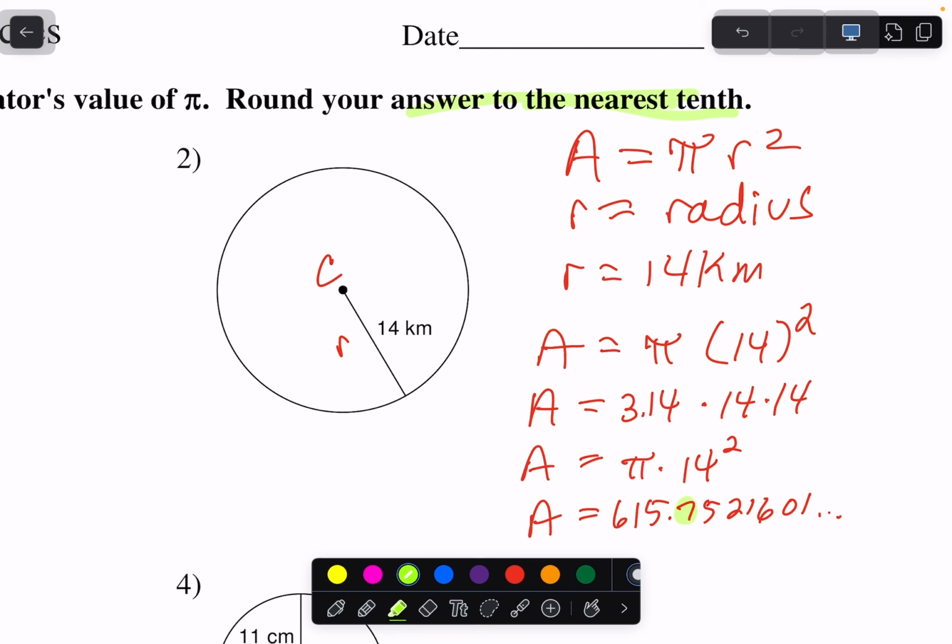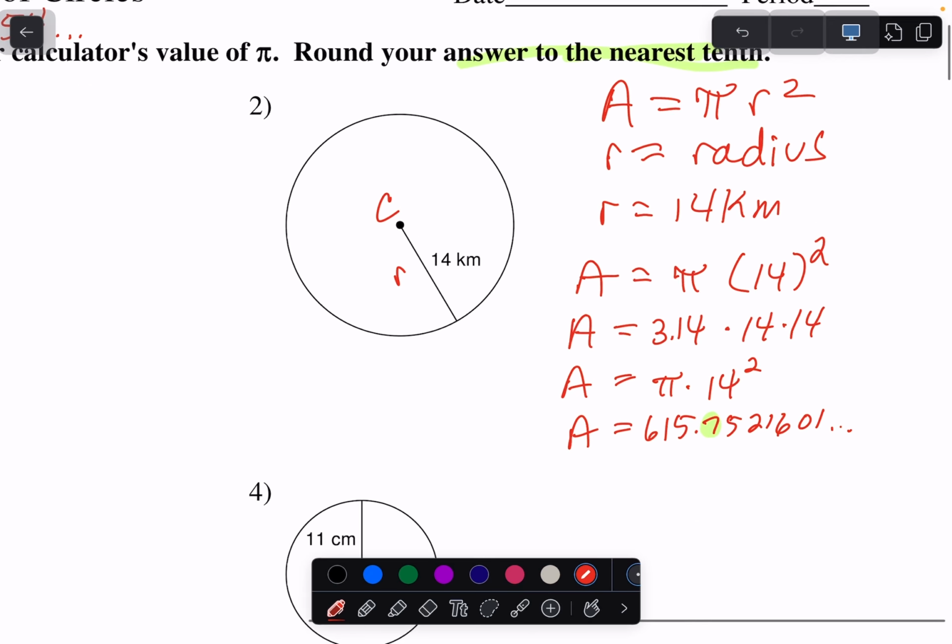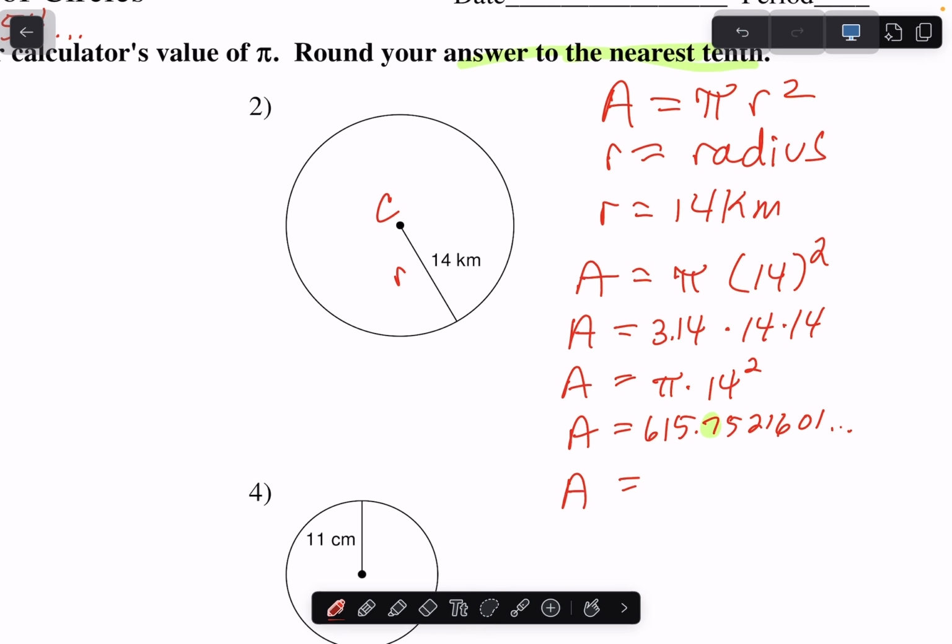So all you got to remember when rounding is look to the number behind it. If it's 5 or more, we're going to round up. If it is anything below 5, keep it the way it is. So we see a 5 there, so that means that we have to then round it to 615.8. Now, we have been discussing area for a while. This particular one said that that length was a kilometer.